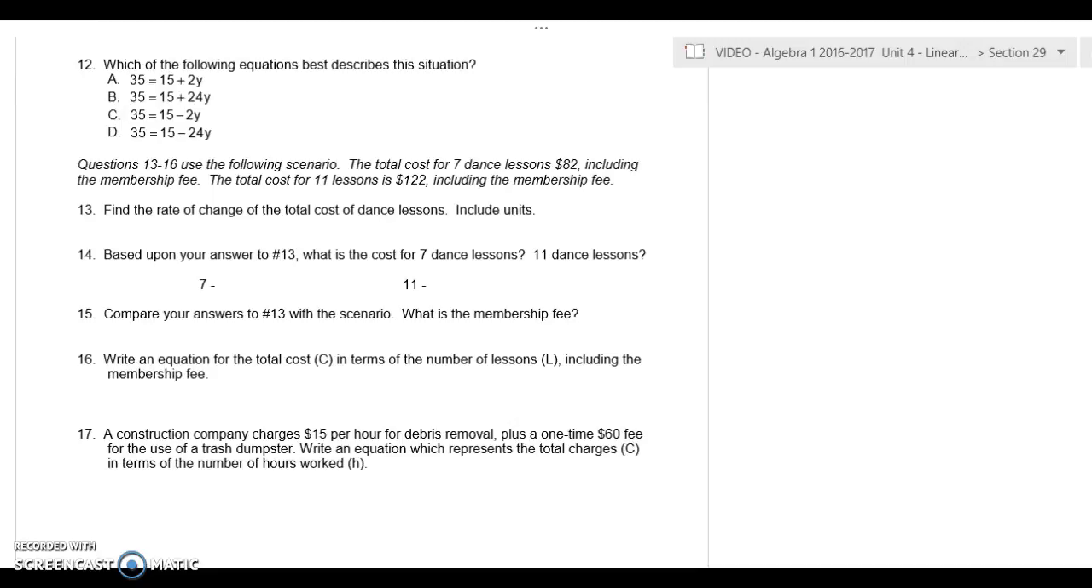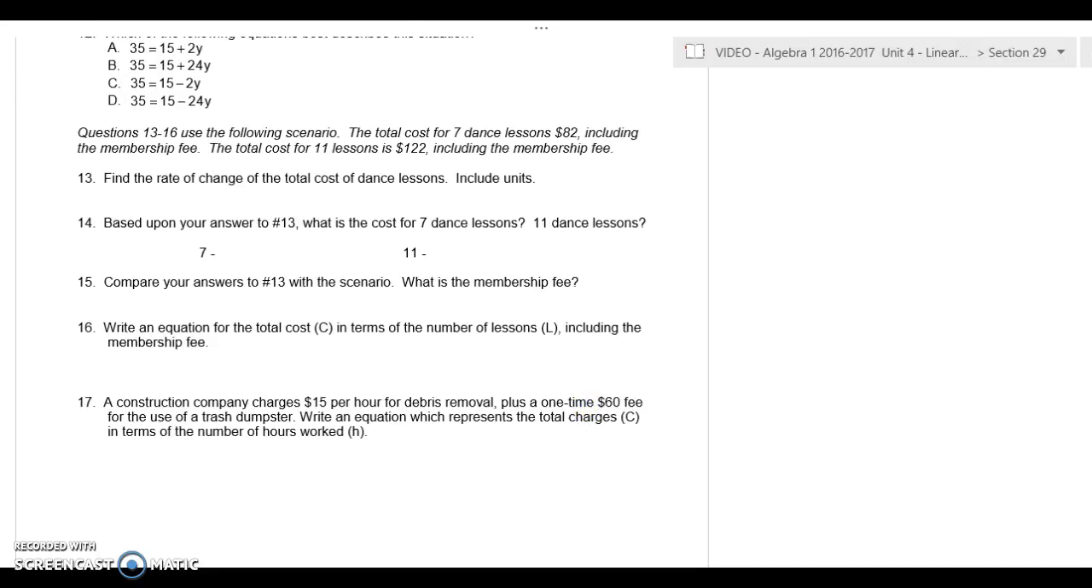Let's look at 13 through 16. Use this scenario. The total cost for 7 dance lessons was $82, including the membership fee. The cost for 11 lessons is $122, including the membership fee. We want to find the rate of change of the total cost of dance lessons. What we need to do then is figure out the difference in price from 7 lessons to 11 lessons.